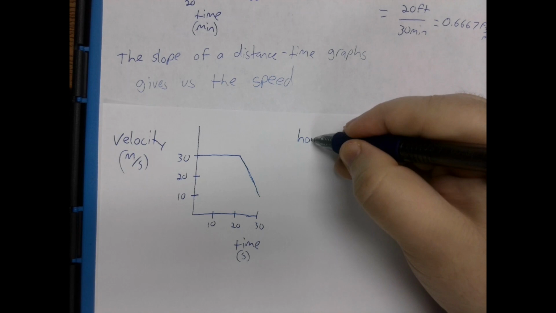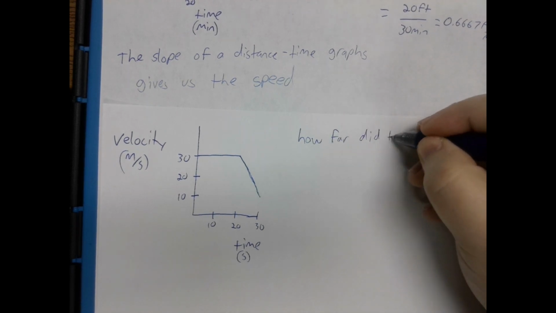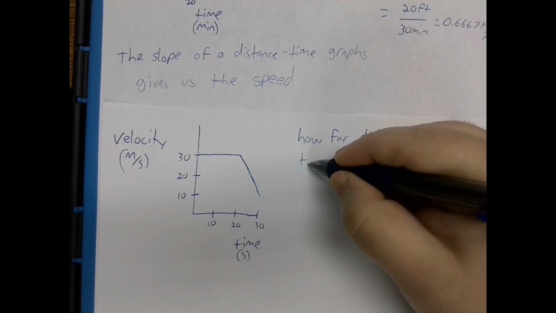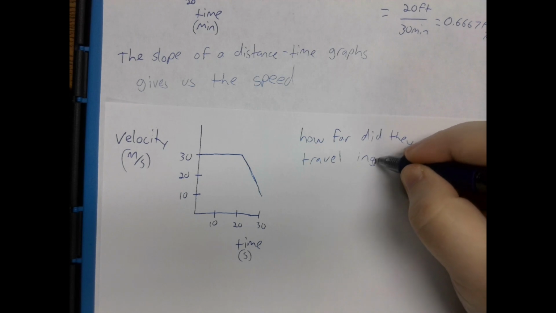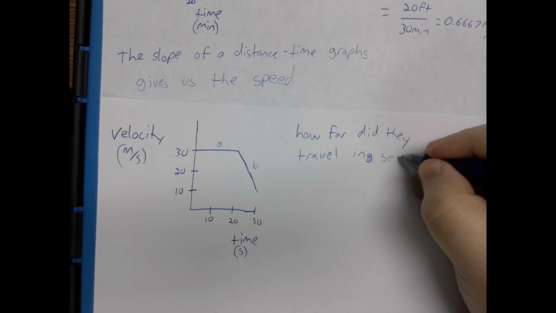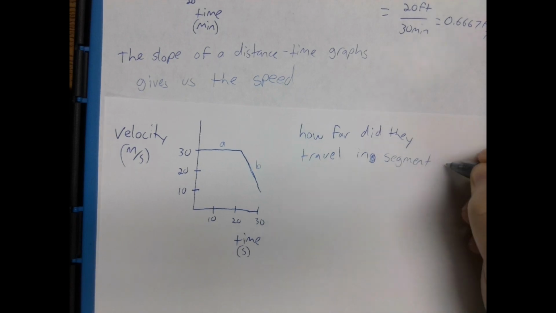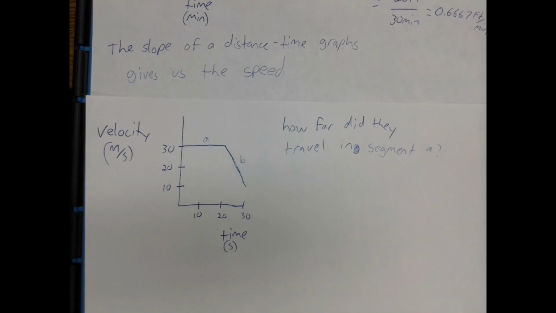So, how far did they travel in segment A? How would you solve this one?